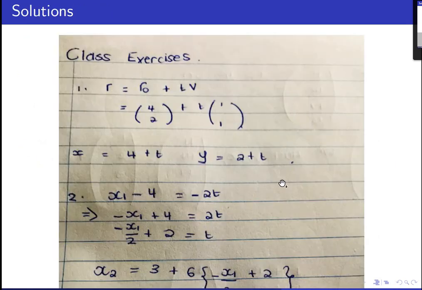So let's see. Right, we're in R2. So r equals r naught plus tv. The initial point was (4, 2), and the direction was (1, 1), right? So the parametric equation, for the x component, is just x equals 4 plus t, and the y component is just 2 plus t, right? So in this case we are in R2. If we were in R3, we would have had the third component, which is the z component.